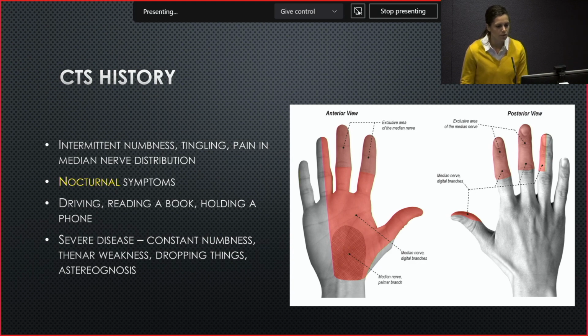Daytime symptoms will occur during activities of wrist flexion and extension. A lot of times we see it while patients are driving or they're holding a book or holding their phone. And in more severe cases, we see intermittent numbness go to constant numbness, and then patients will develop thenar atrophy. They may have loss of pinch and grip strength. And patients will often complain of difficulty with fine motor skills because they simply can't feel things. They reach into their pocket and can't feel a coin or something like that, and that's called a stereognosis.